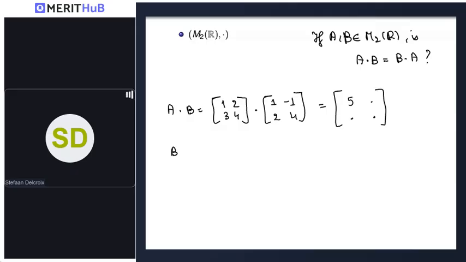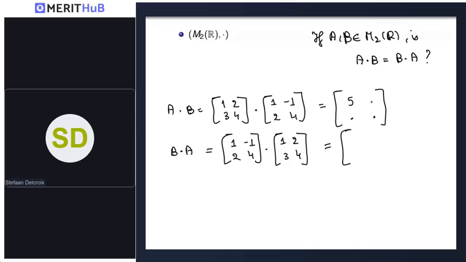Now we calculate B times A. And indeed, the order should matter. And let's see what we get. 1 times 1 minus 1 times 3. 1 minus 3 is negative 2. So AB is not equal to BA.